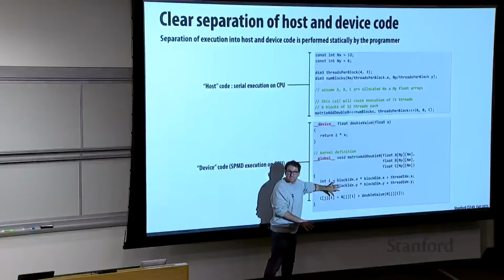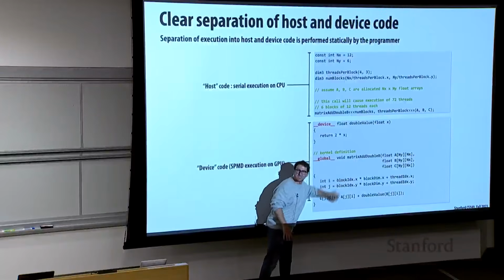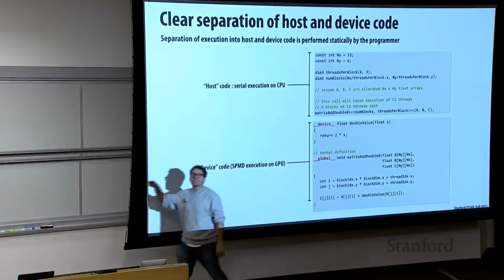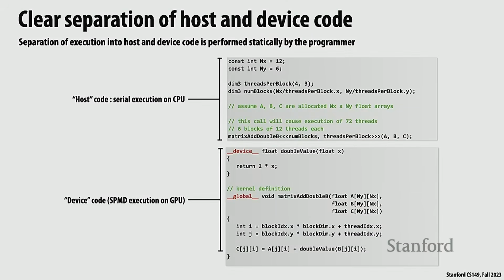Now, without getting into too many implementation details, the running of all of these CUDA threads is actually going to be executed on the GPU. So that call of matrix add double B here is the point at which, in the underlying implementation, if we get into that, there's going to be the communication to start running things on the GPU.